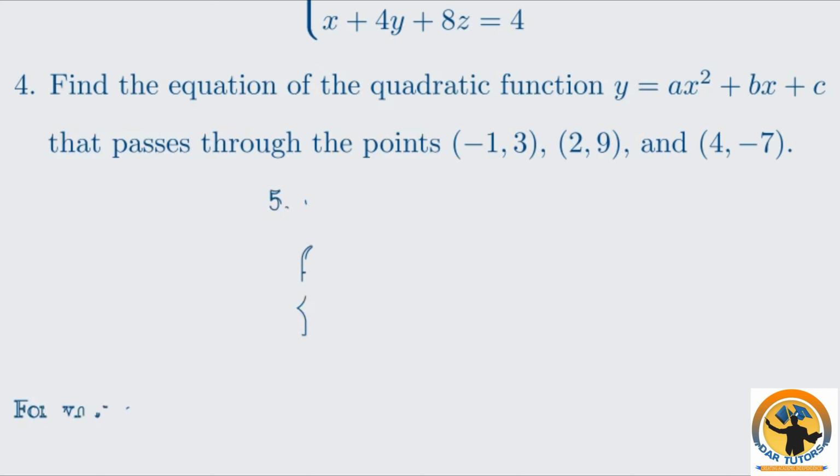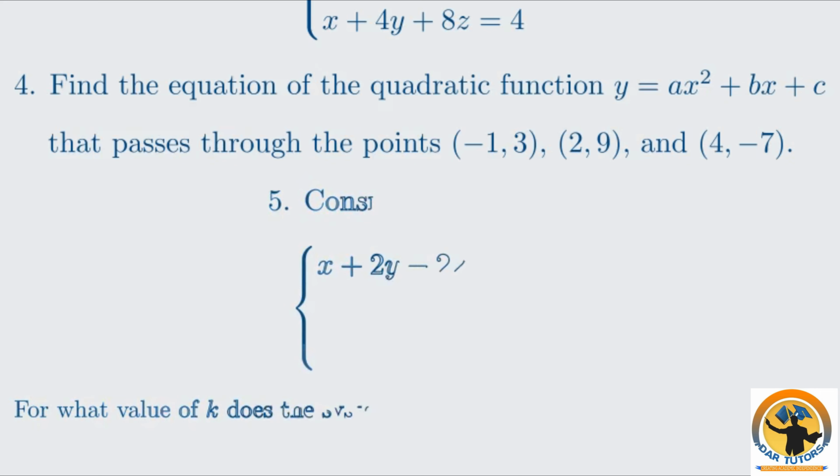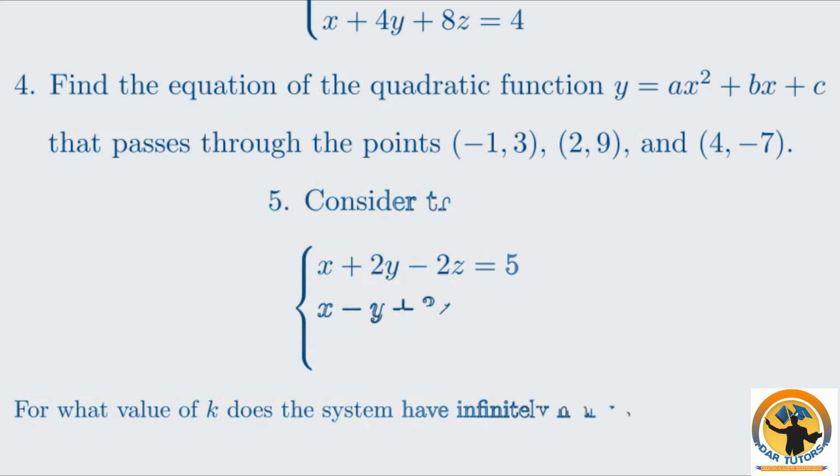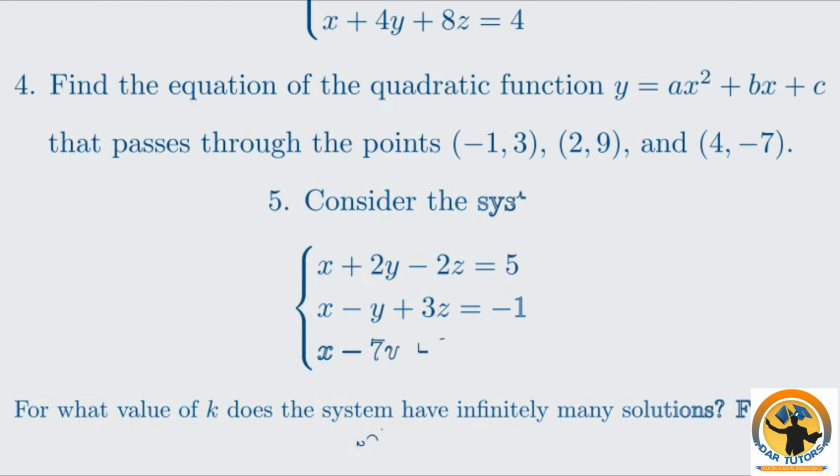Question 5. Consider the system x plus 2y minus 2z equals 5, x minus y plus 3z equals negative 1, and x minus 7y plus kz equals negative k. For what value of k does the system have infinitely many solutions? Find the solution set in this case. Let's go through the solutions.